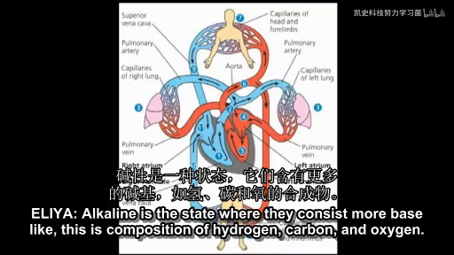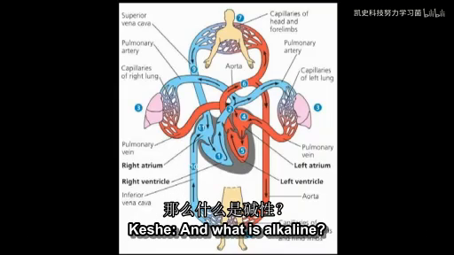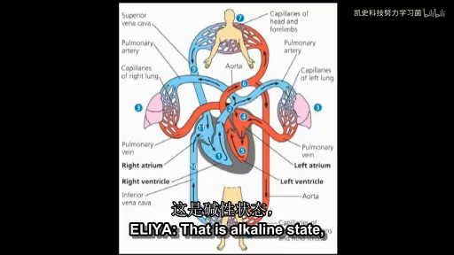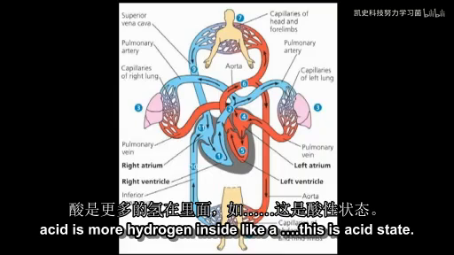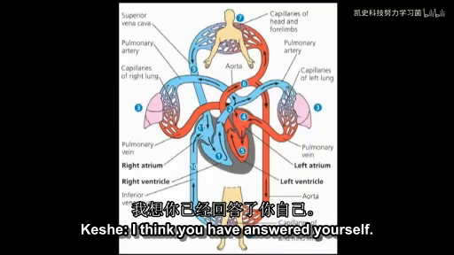Alkaline is the state where they consist more of base, like this composition of hydrogen, carbon, and oxygen. Acid is when there is more hydrogen inside, like cations of hydrogen. This is the acid state, and the normal state is the middle, 7.